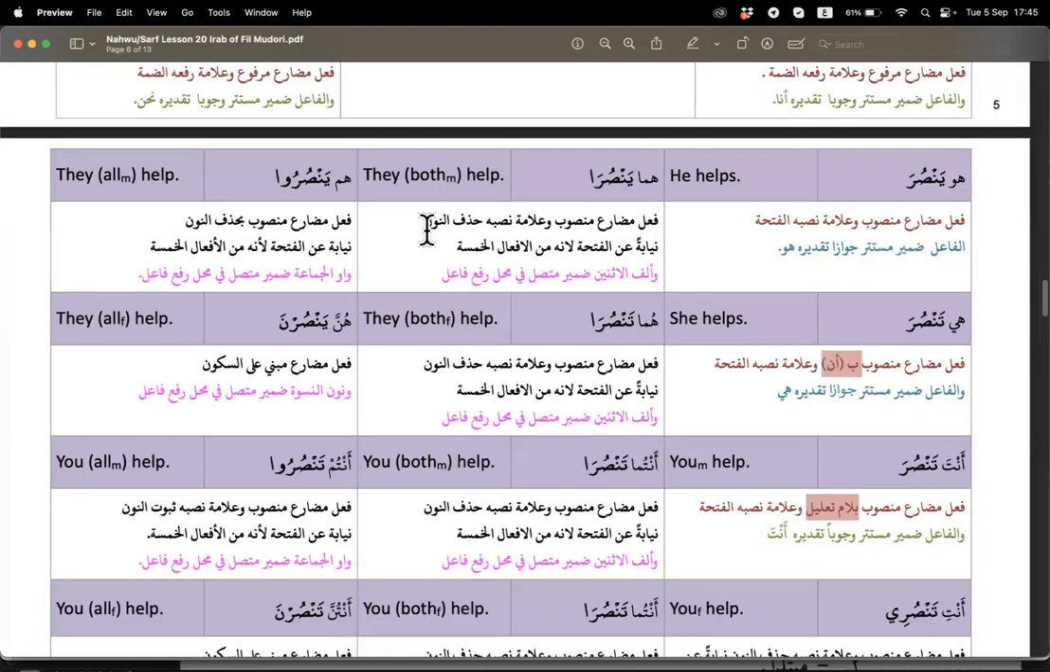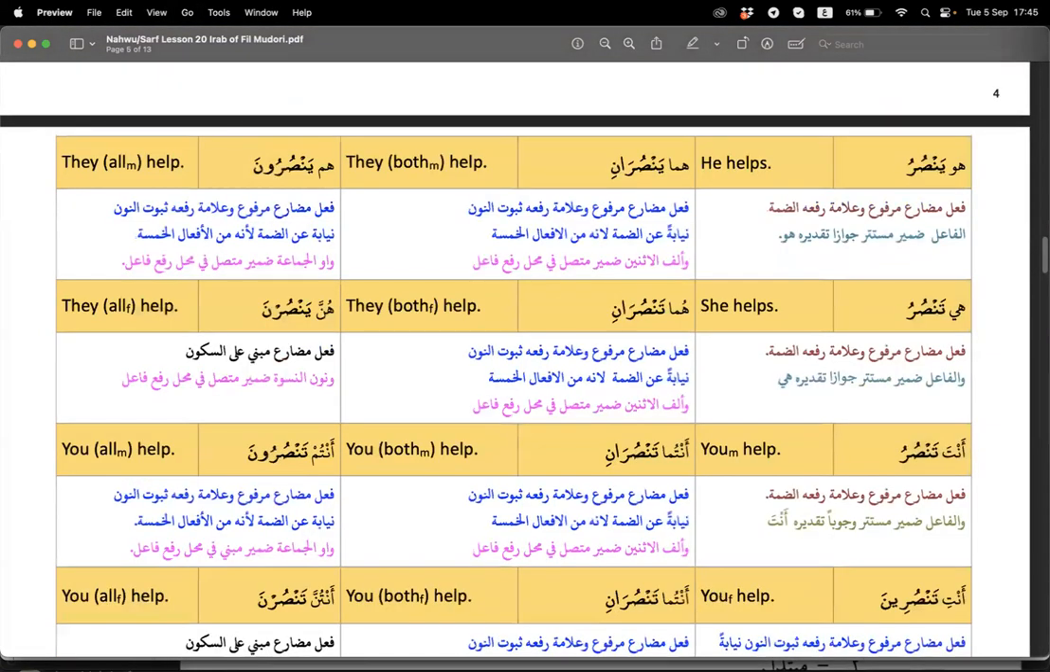Then just like the ism, right? Marfu bi dhamma is your normal. Mansub bi fathah is your normal, right? So technically subutun nun is not your default sign, right? In isms we say niyabatan anid dhamma, right? Niyabatan anil fathah. You can say that also for fi'il mudhari.